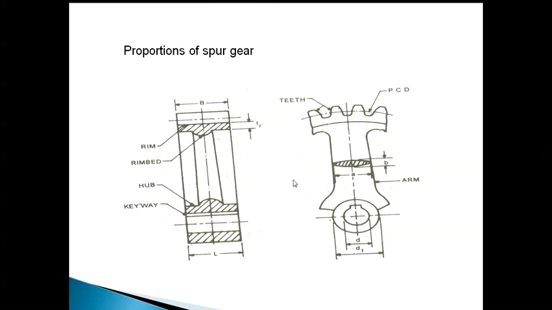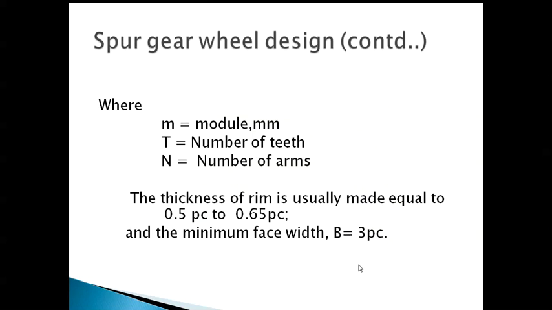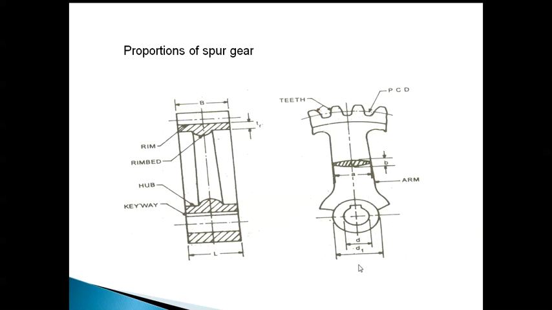Here the rim is connected to the hub by a number of arms or web. The arm has an elliptical shape, with a width of A and a thickness of B. The gear has inner diameter D and outer diameter D1.